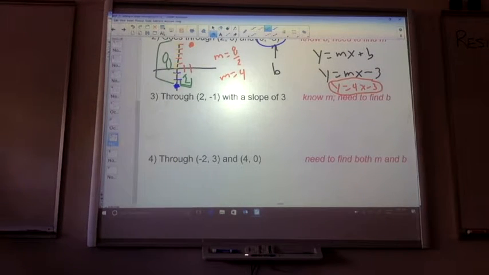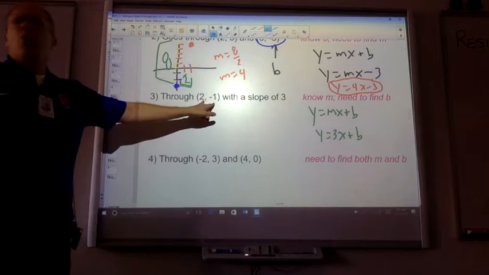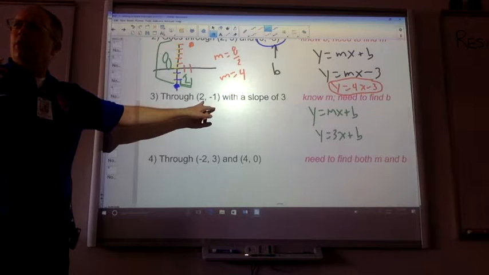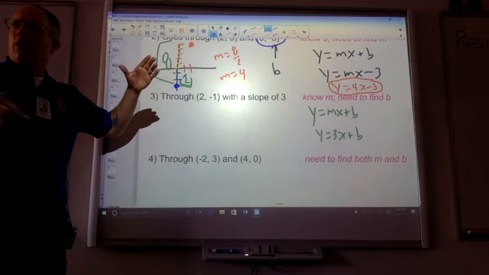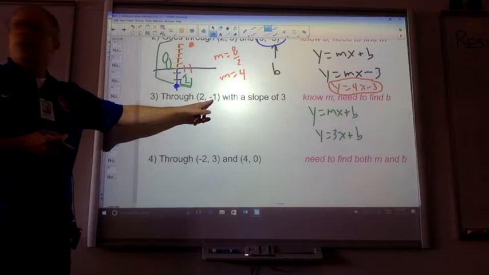All right. So now we have a slope of 3, and we need to find b. So let's see. I have y equals mx plus b is my equation. Everyone agree? My slope is what? 3. All right. I have a point, though, that's right here. A point is an x and a y value. Agree? So is 2 the x value? Is -1 the y value? Yes.